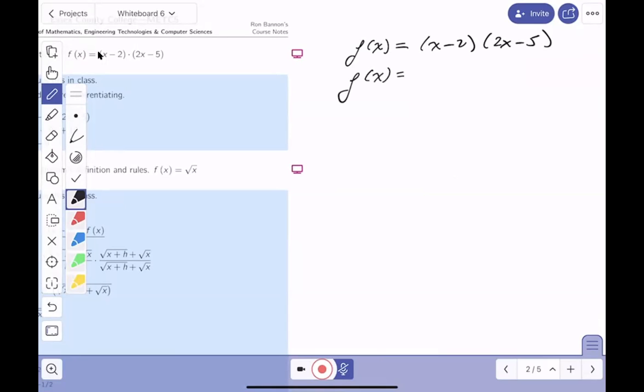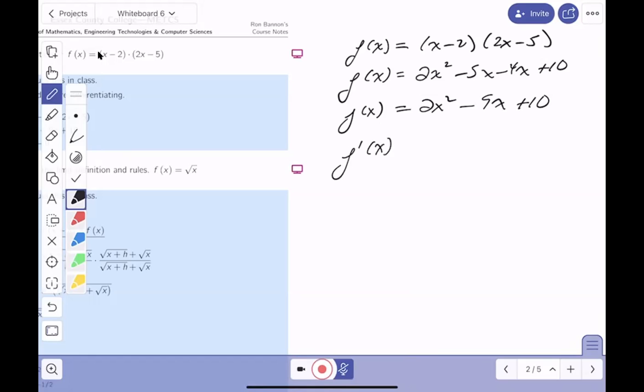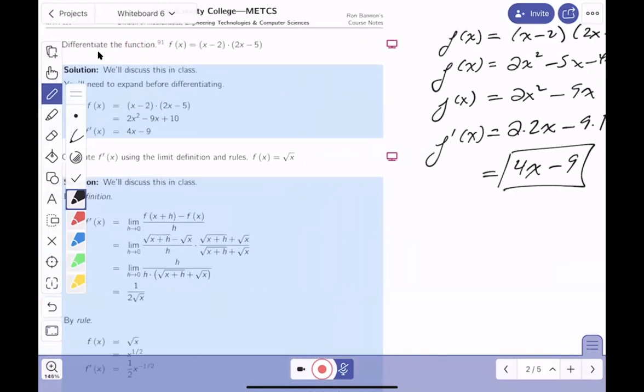But I want to simplify this. What do I get? 2x squared minus 5x minus 4x plus 10. And this is going to be f of x equals 2x squared minus 9x plus 10. Well, I can definitely differentiate that. I know all about those rules. So it's 2 times, that's a constant multiple, the derivative of x squared is 2x. I'll simplify that later. Minus 9, derivative of x is 1, and derivative of 10 is 0. So what do you have here? 4x minus 9. Let's check the key and see how we did.